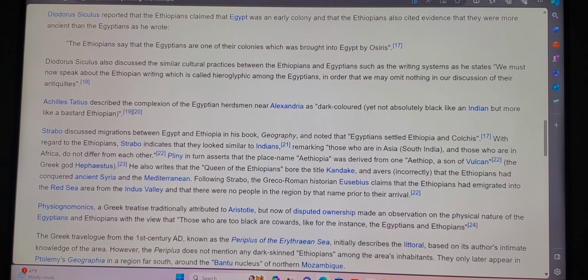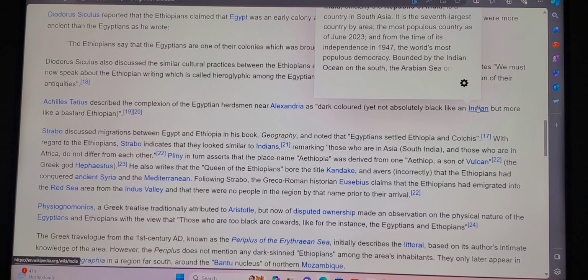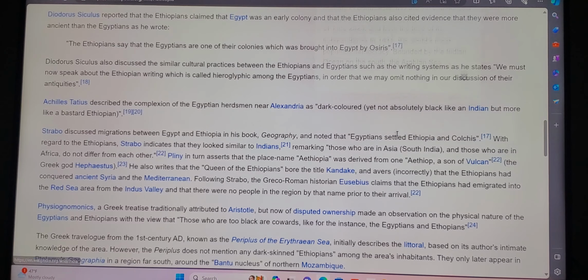Achilles Tatius described the complexion of the Egyptian herdsmen near Alexandria as dark-colored, yet not absolutely black like an Indian, but more like a bastard Ethiopian. Okay? Now, Indians in India have dark skin. All right? When he says Indian here, they're not talking about American Indians.